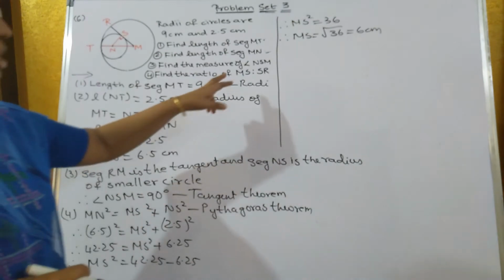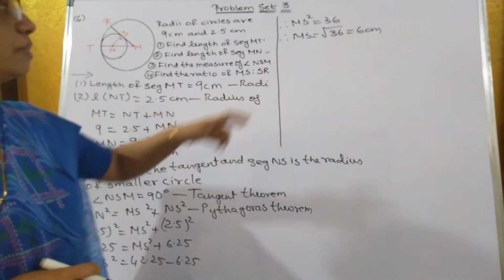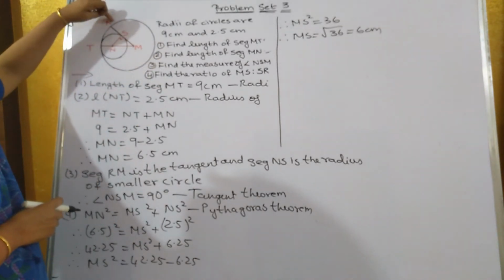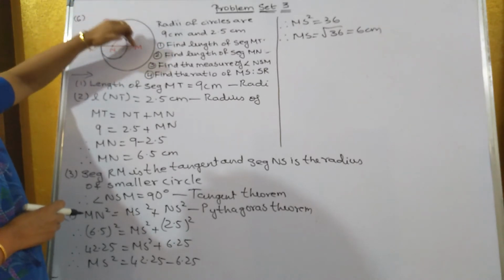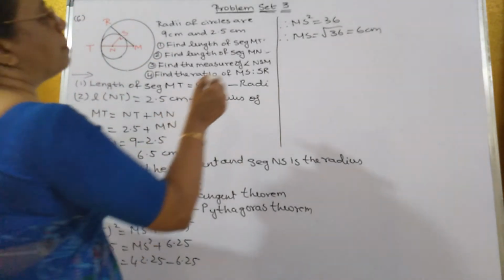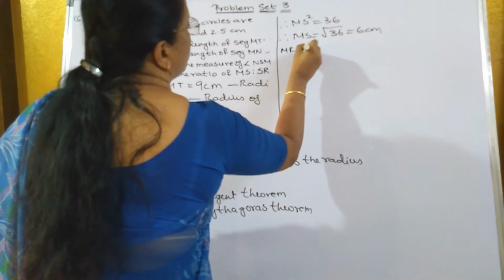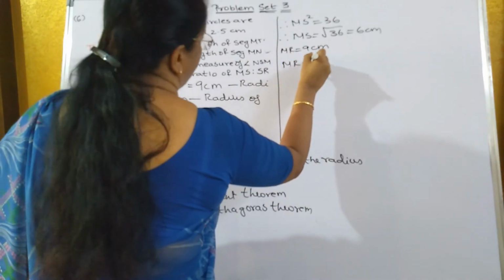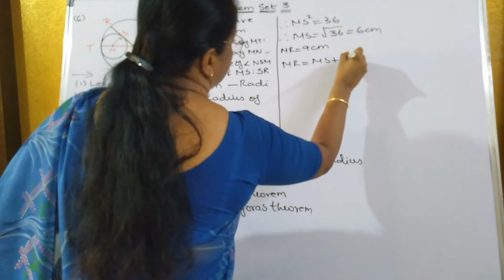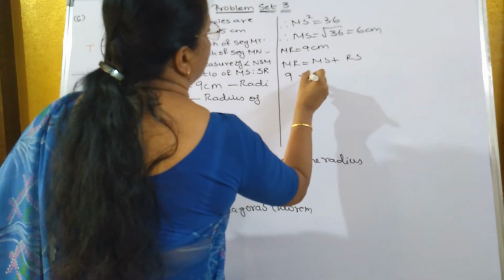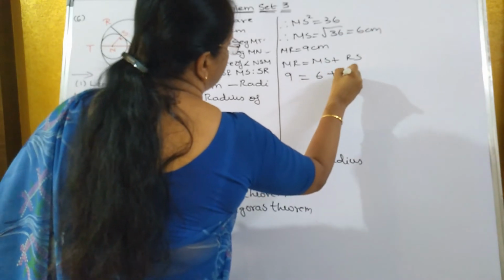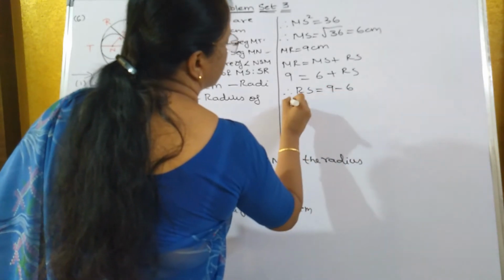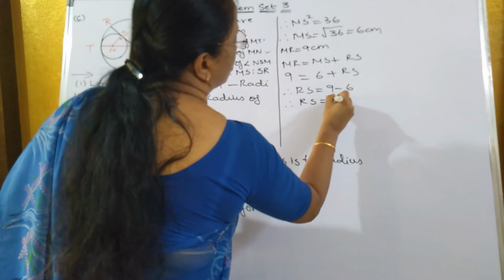Now we have to find out the ratio of MS to SR. So we have got MS. Now we will find out SR. Now what is RM? M is the center of the circle and R is touching the circle. So MR is the radius of the bigger circle. So MR is equal to 9 centimeter. So what is MR made up of? MR is equal to MS plus RS. MR is equal to 9, MS is equal to 6 plus RS. Therefore RS is equal to 9 minus 6. Therefore RS is equal to 3 centimeter.